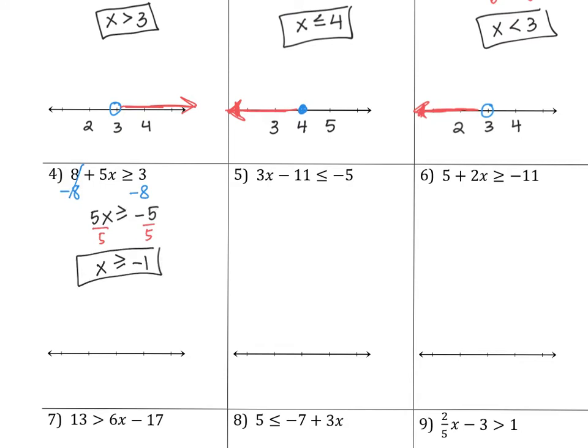Okay, so the critical number is negative 1. To the right of negative 1 is 0. To the left of negative 1 is negative 2. Okay, now, does it equal negative 1? Yes, so I have to do a closed circle. Okay, and then I want to shade the values that are greater than negative 1. So if I want to be higher than negative 1, I want to go to 0, 1, 2, 3, 4, 5, 6, 7, 8, 9, 10. So everything to the right. And I'm going to color the arrow to show that I keep going.